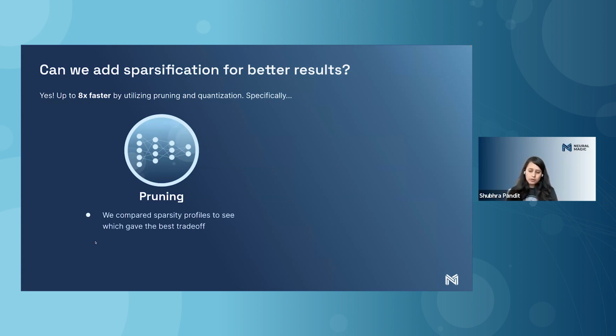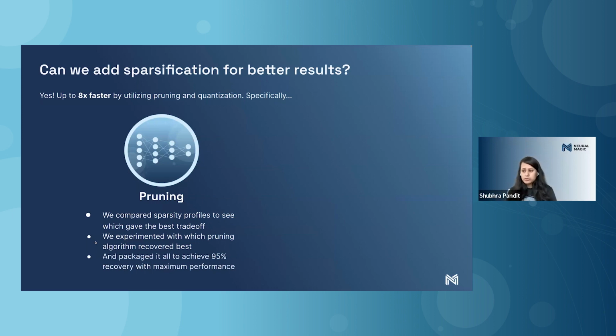So for our case, what we did is we compared various sparsity profiles to get the best performance-accuracy trade-off. And then we ran extensive experiments with this selected best sparsity profile to find the best pruning algorithm, which would recover the most accuracy for the YOLOv8 case. And we were able to achieve upwards of 95% accuracy recovery while maintaining the most compression performance benefits for the various YOLOv8 models.